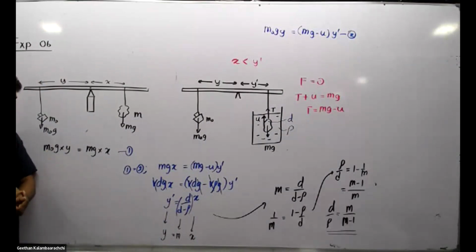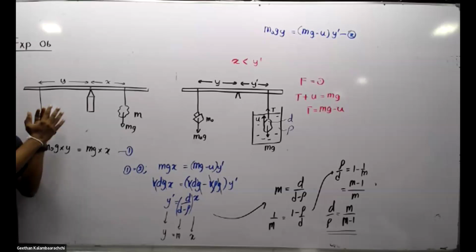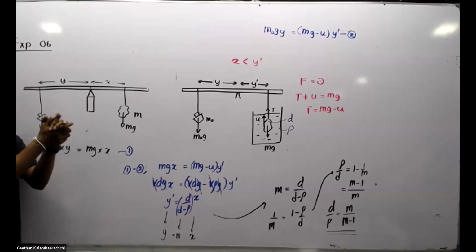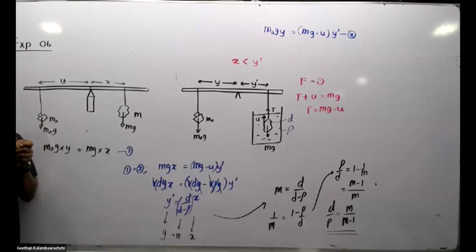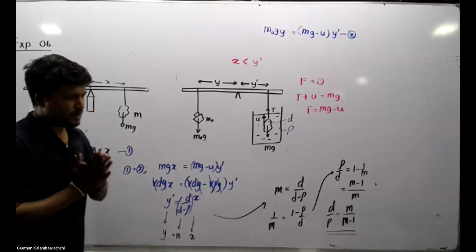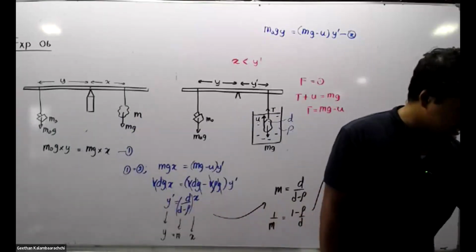So y dash becomes the y axis and x becomes the x axis. So how do you change both of them at the same time? I told you that you balance it once and without changing y, you get a y dash by immersing it in a beaker of water. So you do that once and you get one set of readings.